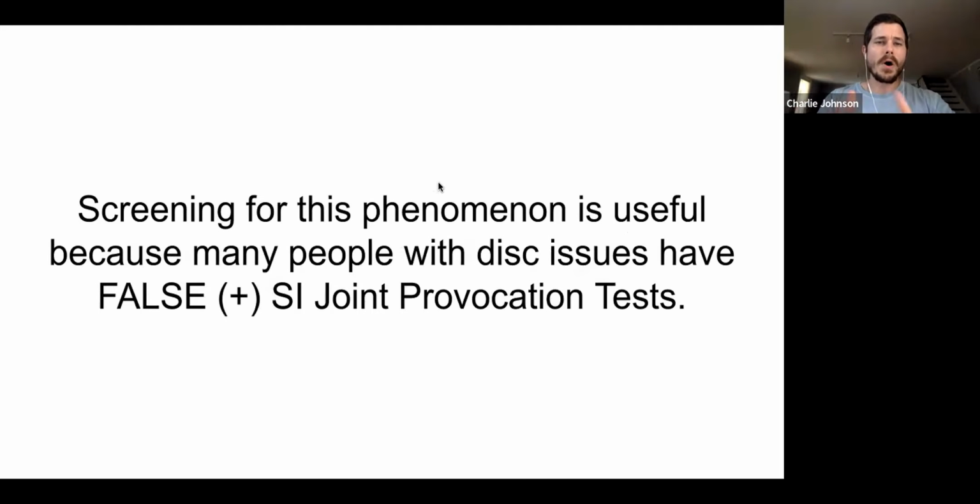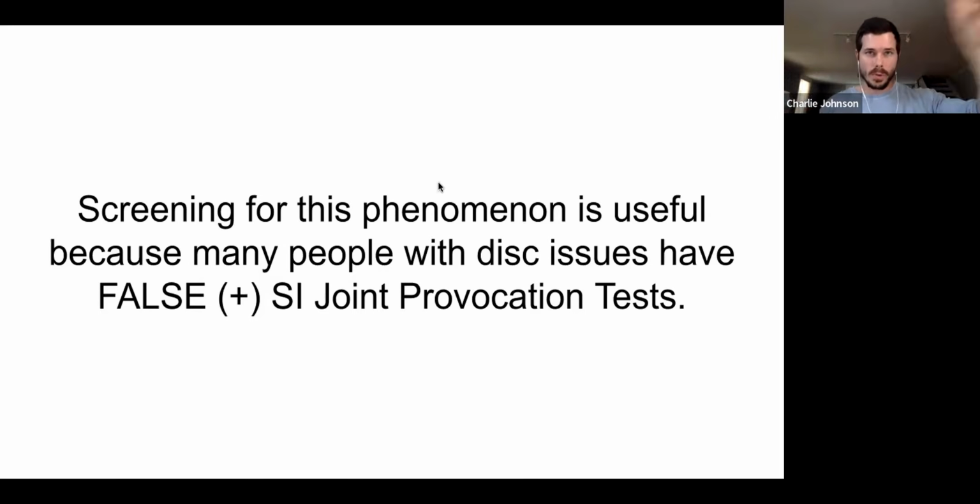Okay, so screening for the centralization and/or peripheralization phenomenon is useful because many people with disc issues will have false positive SI joint provocation tests. And this is what so many experts get wrong. They do these SI joint tests and they're like, yep, you have an SI joint problem because those things hurt. Well, if you have an upstream problem in your back, it can cause the water downstream to become muddy. An upstream problem can cause a downstream effect. So if you have a disc problem, it can sensitize and irritate the SI area, as well as the hip, as well as the nerve, as well as everything below it.